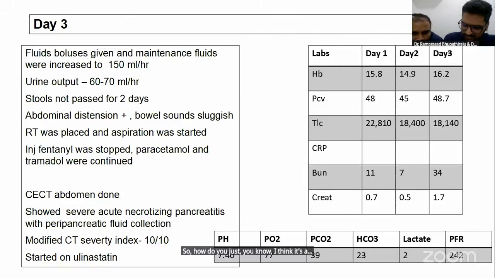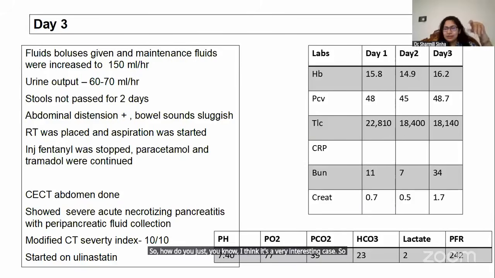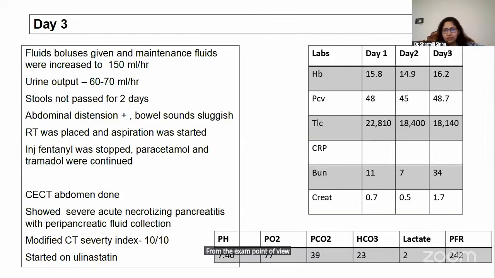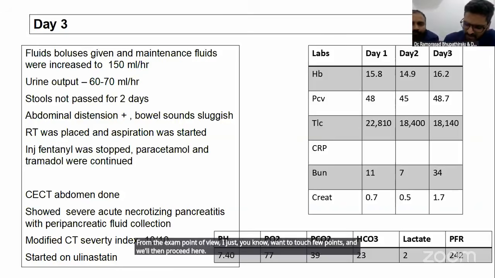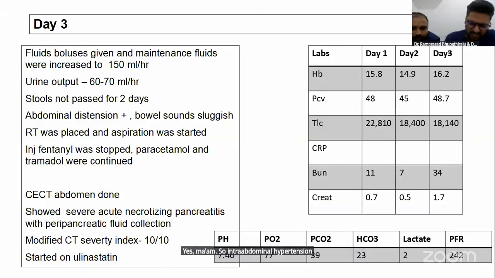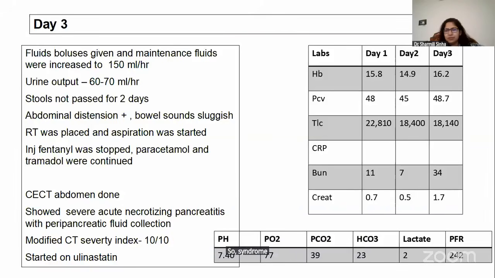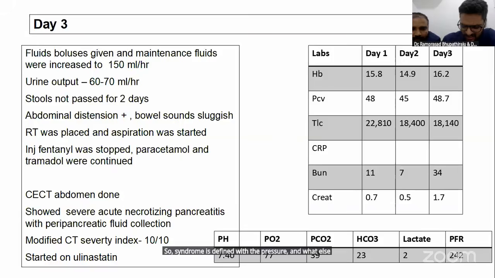I think it's a very interesting case. So, Dr. Ram, how do you define intra-abdominal hypertension? From the intra-abdominal pressure point of view, I just want to touch a few points, and then we'll proceed. Yes. So intra-abdominal hypertension is intra-abdominal pressure more than 12 mmHg, and anywhere more than 20 would be abdominal compartment syndrome. So the syndrome is defined with the pressure and what else? With end organ damage.